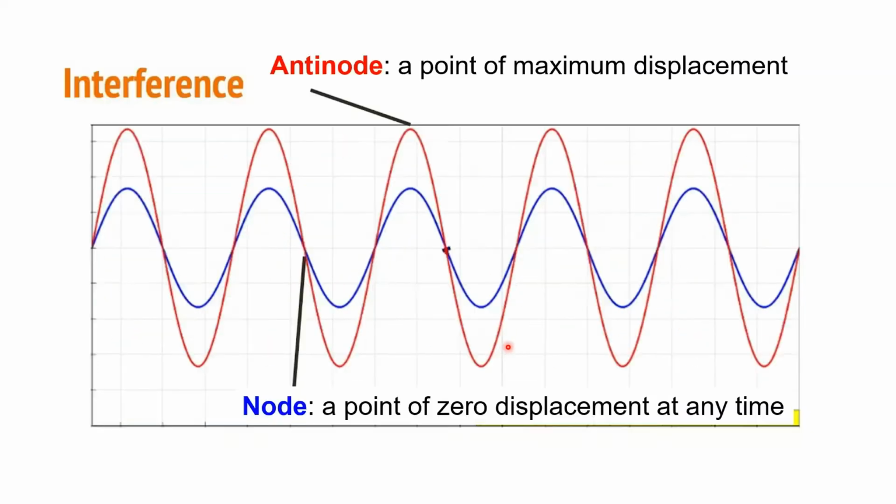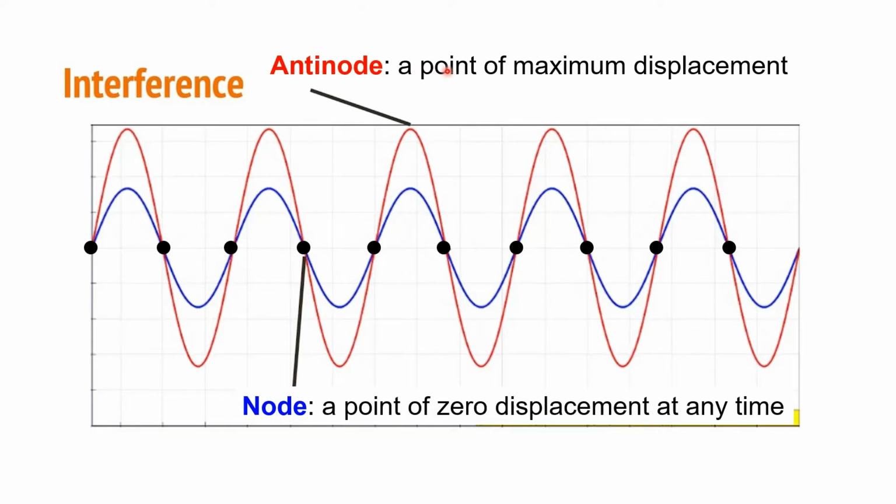These two points have special names. A node is a point of zero displacement at any time. So that point right there would represent a node. It's always zero displacement, meaning there's no motion. It's not moving anywhere. I can mark all those nodes on the standing wave like that.